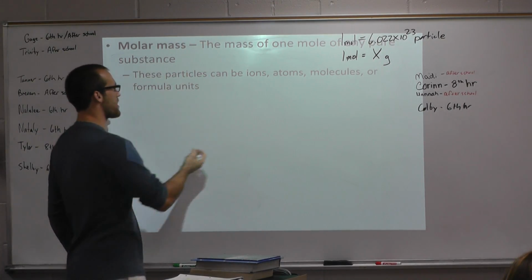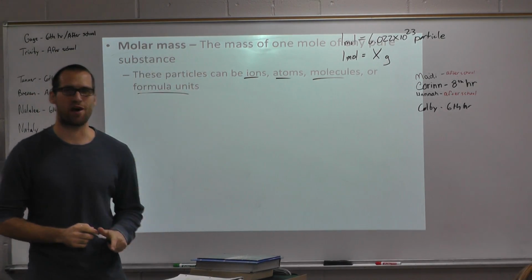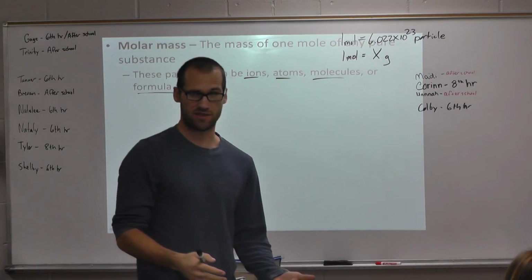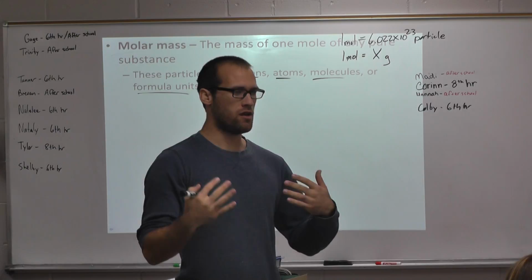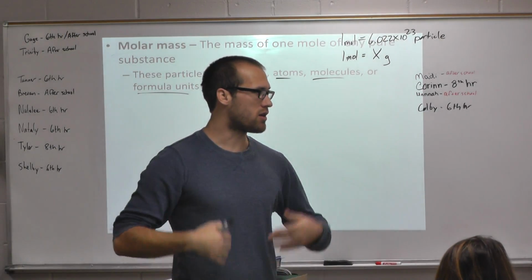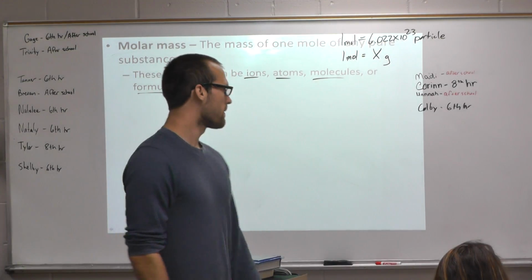Now we could have an ion, we could have an atom, we could have molecules, we could have formula units. We're going to start out with the easy ones and just deal with atoms. Eventually, we're going to find the mass of compounds or molecules and formula units, which have multiple atoms in them.